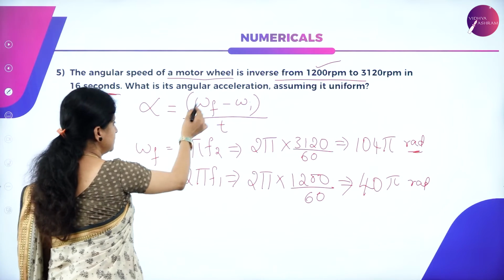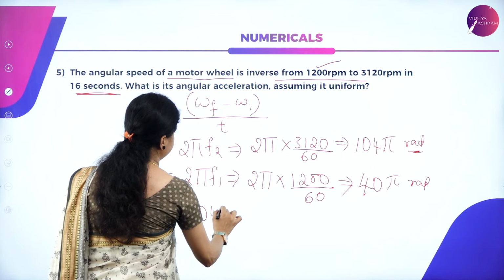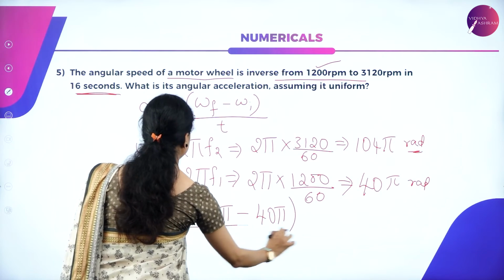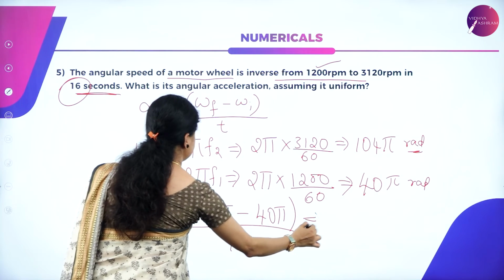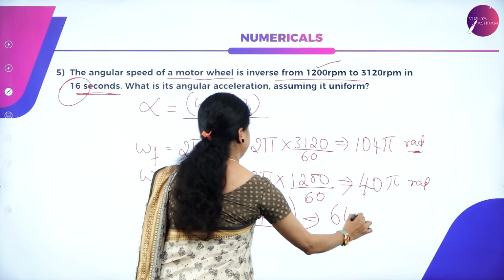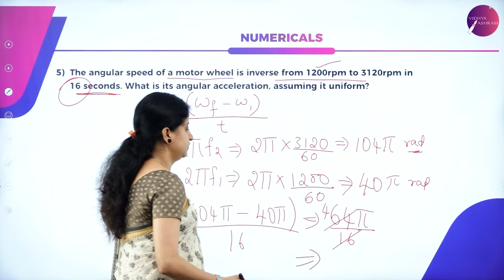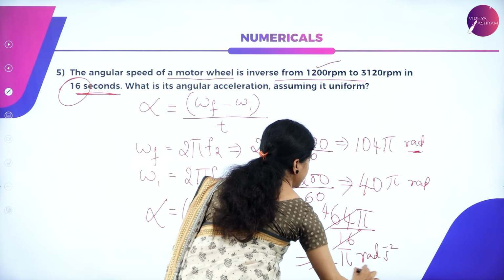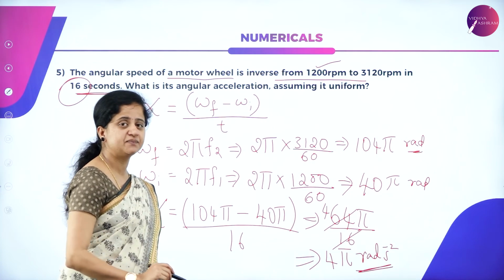So let us now substitute these two values in the above expression and we get alpha is equal to 104 pi minus omega i, which is 40 pi, divided by the time t, which is given as 16 seconds. What is 104 minus 40? It is 64 pi divided by 16. So 16 fours are 64, and the answer is 4 pi radians per second square. This is the SI unit of angular acceleration, that is radians per second square.